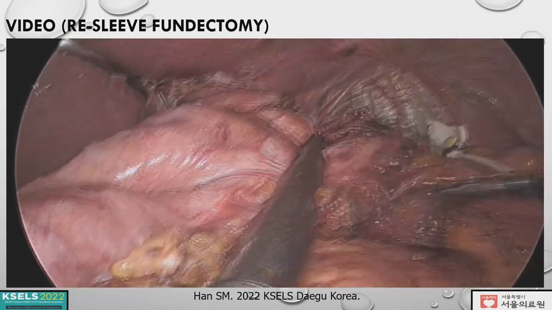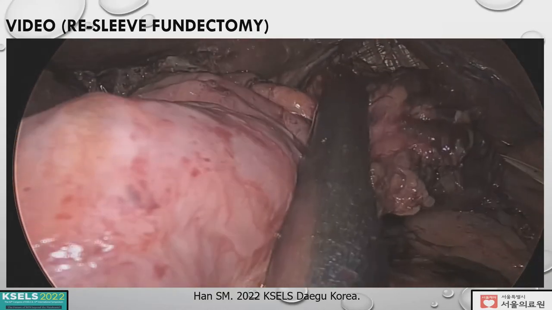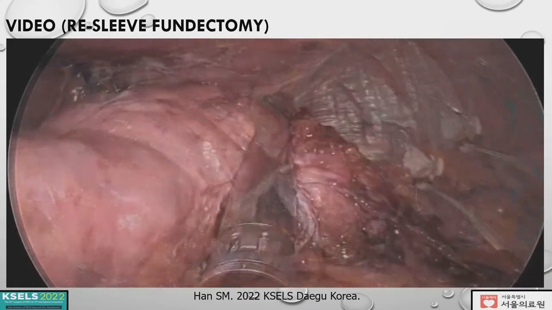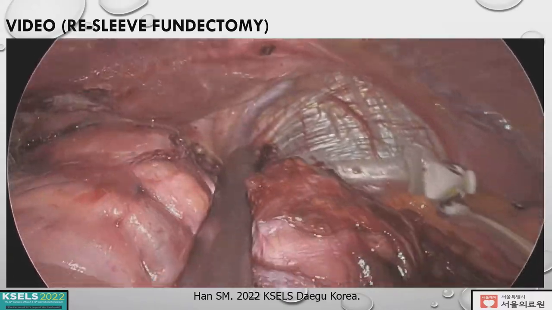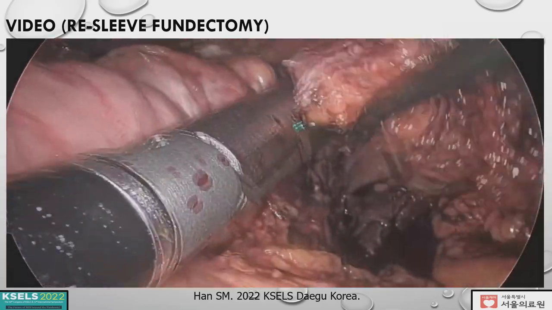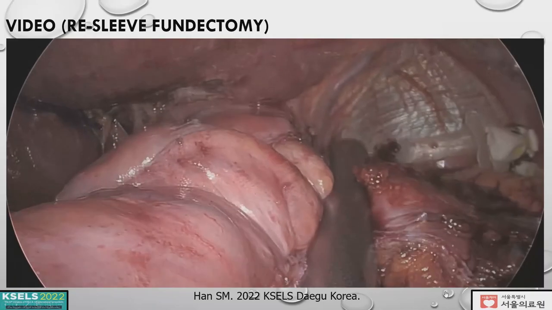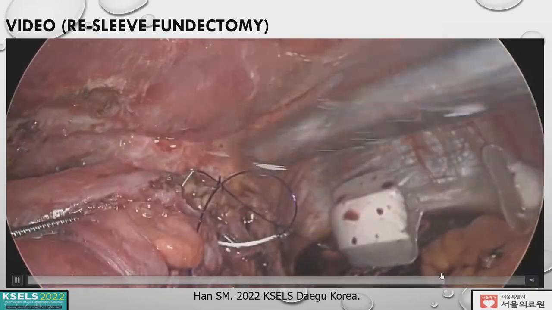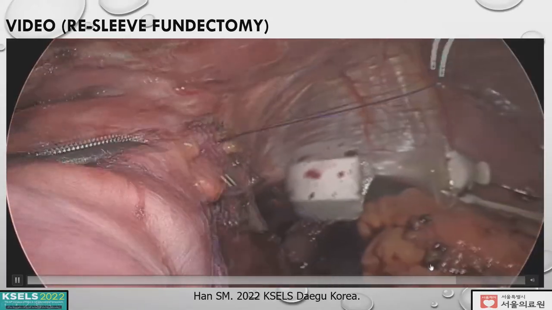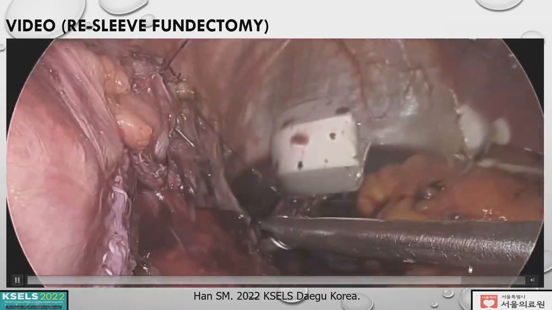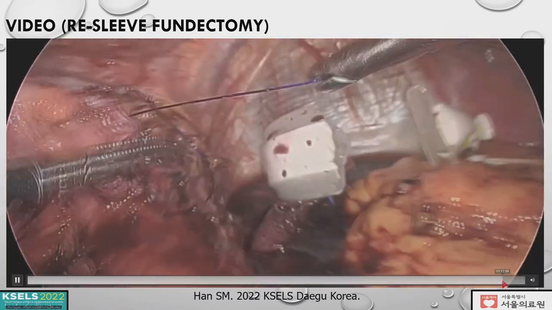During the primary sleeve, I usually choose the gold or the blue cartridge. But in this case, I prefer the green, sometimes a black cartridge. After the resection of the fundus, I usually have the reinforcement at the resection level.